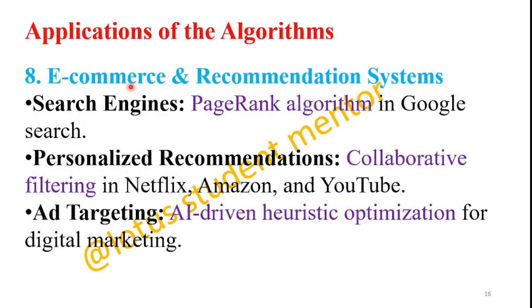Now the eighth one is e-commerce and recommendation systems, search engines. What is a search engine? Google search engine. What type of algorithm? The PageRank algorithm. Another one is personalized recommendations, that is collaborative filtering in Netflix, especially for movies, Amazon and YouTube. For ad targeting, it is AI driven heuristic optimization for digital marketing.